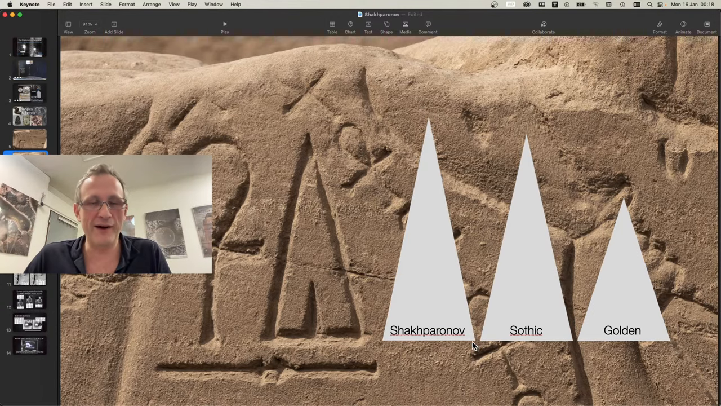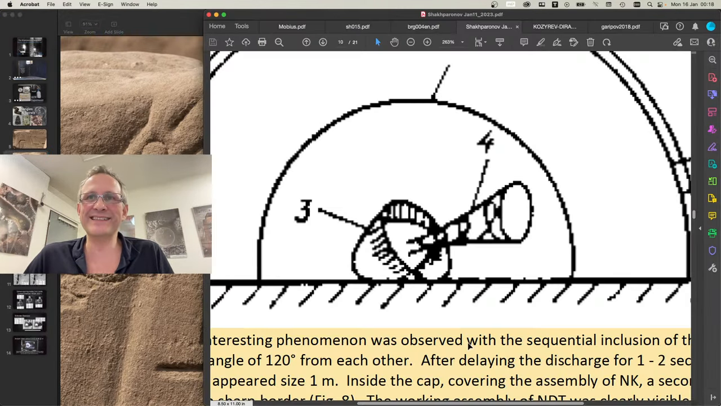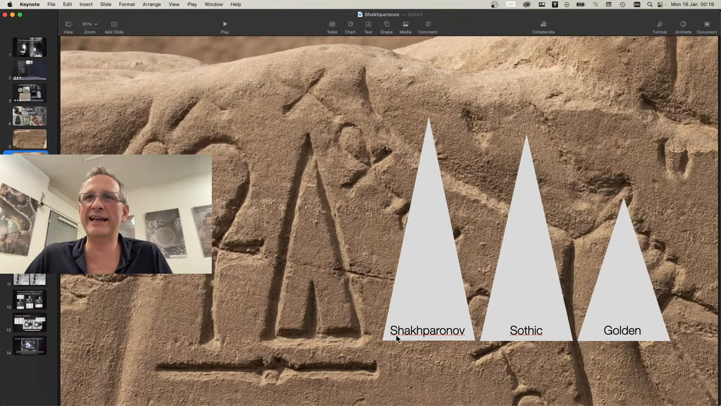Now, bearing in mind, he is assessing this from a photograph, okay? And so, literally, when I saw that, I thought, yeah, that kind of looks a bit like a Sothic triangle type ratio. So I did the modeling, and it came out like this. And look how close it is to the Sothic ratio, where you have a side here that's 5 and a side here that is 9, okay?